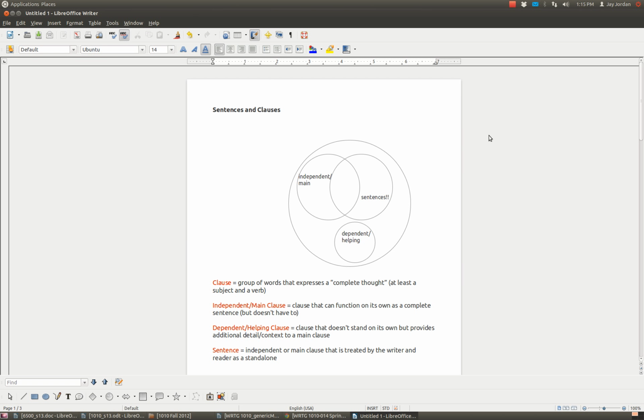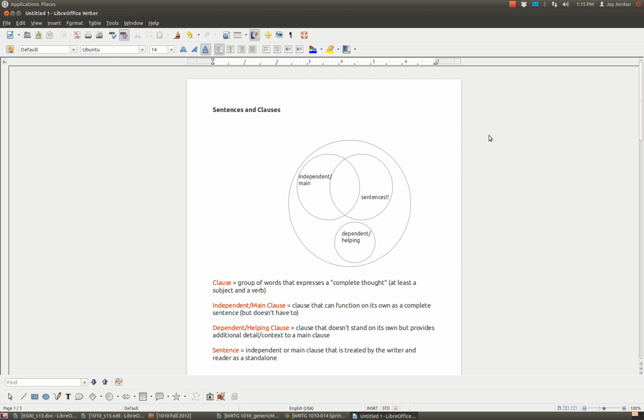Now, sentences are certainly clauses. So a sentence is actually a type of clause. But by saying that the idea of a clause is bigger than the idea of a sentence, which is what I hope I'm showing you clearly with this diagram, I just wanted to call your attention to a couple of other ways that clauses exist that aren't necessarily sentences.